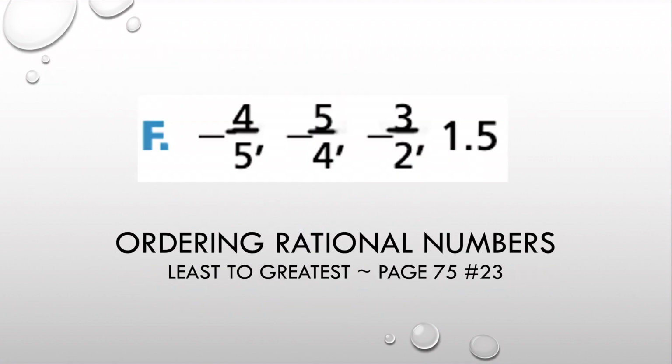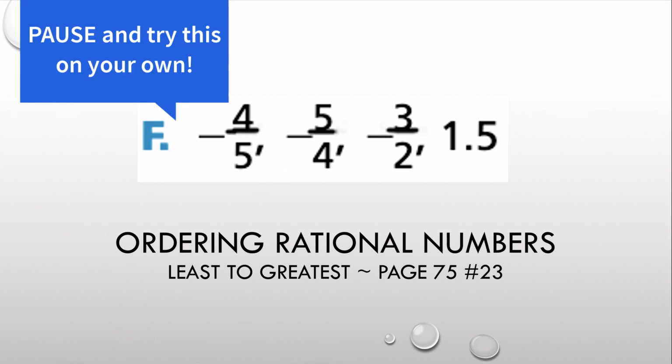Okay, now try letter F. So page 75, number 23, letter F. Pause the video. Try it on your own. Change those fractions to decimals so everything looks like a decimal, and then put them in order, least to greatest. And remember, all negatives are smaller than all positives.